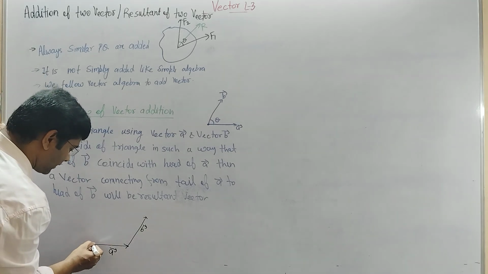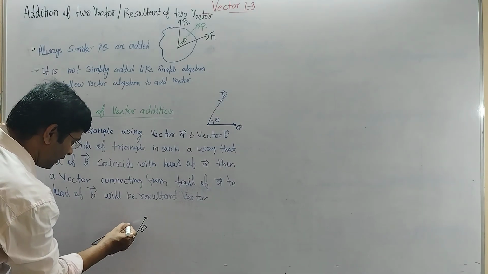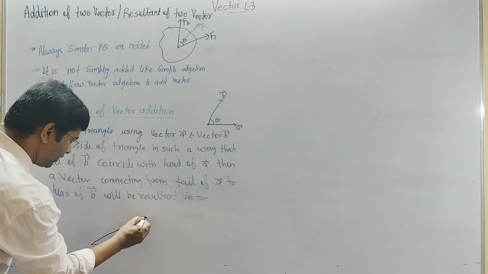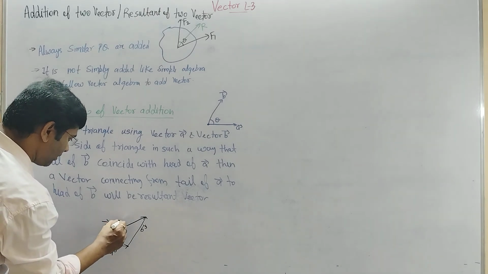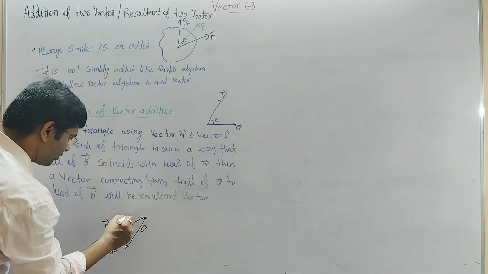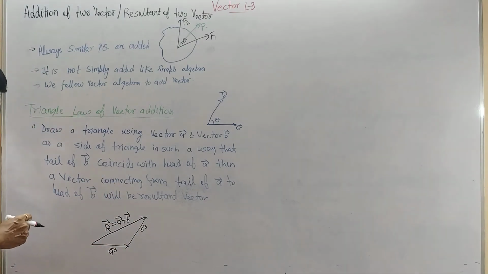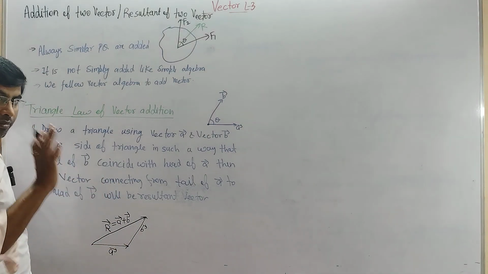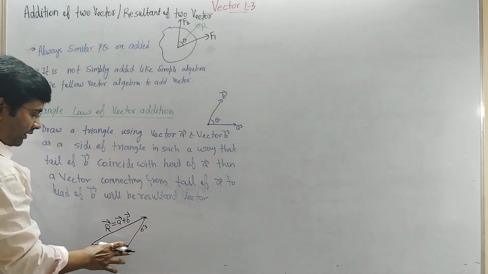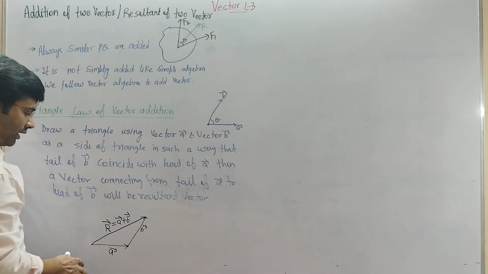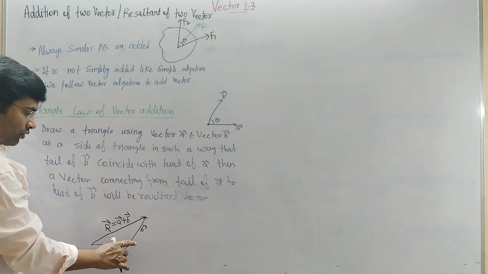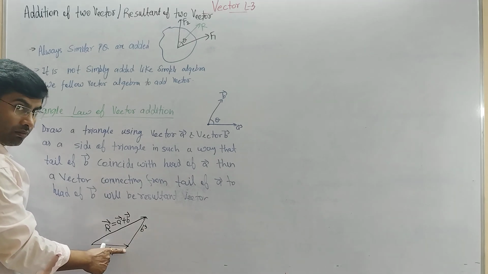So tail of vector A to head of vector B, that means this one, will represent here a resultant that is equal to A plus B. So this is triangle law. Triangle law means we have to construct a triangle, but we have to take care that vector A and vector B are drawn in such a way that head of vector A should coincide with tail of vector B.